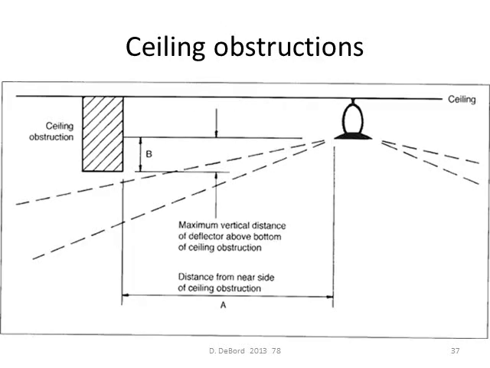Here's a section showing a ceiling obstruction. It could be a beam, it could be a duct, it could be just a soffit for architectural reasons. How far we are from the beam and how far we are above the bottom of the obstruction, there's a lot of dynamics involved here.